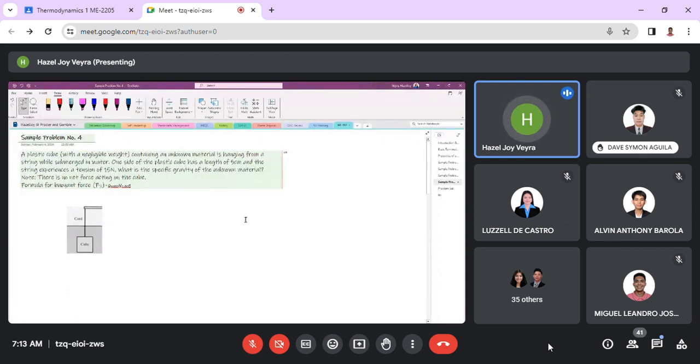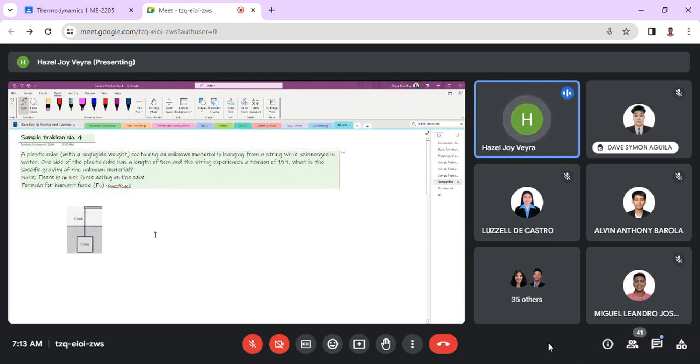So the problem is there is a plastic cube with a negligible weight containing an unknown material hanging from a string while submerged in water. One side of the plastic cube has a length of 5 cm and the string experiences a tension of 15 newtons. What is the specific gravity of the unknown material? And there is a note that there is no net force acting on the cube, and we're given the formula of the buoyant force.